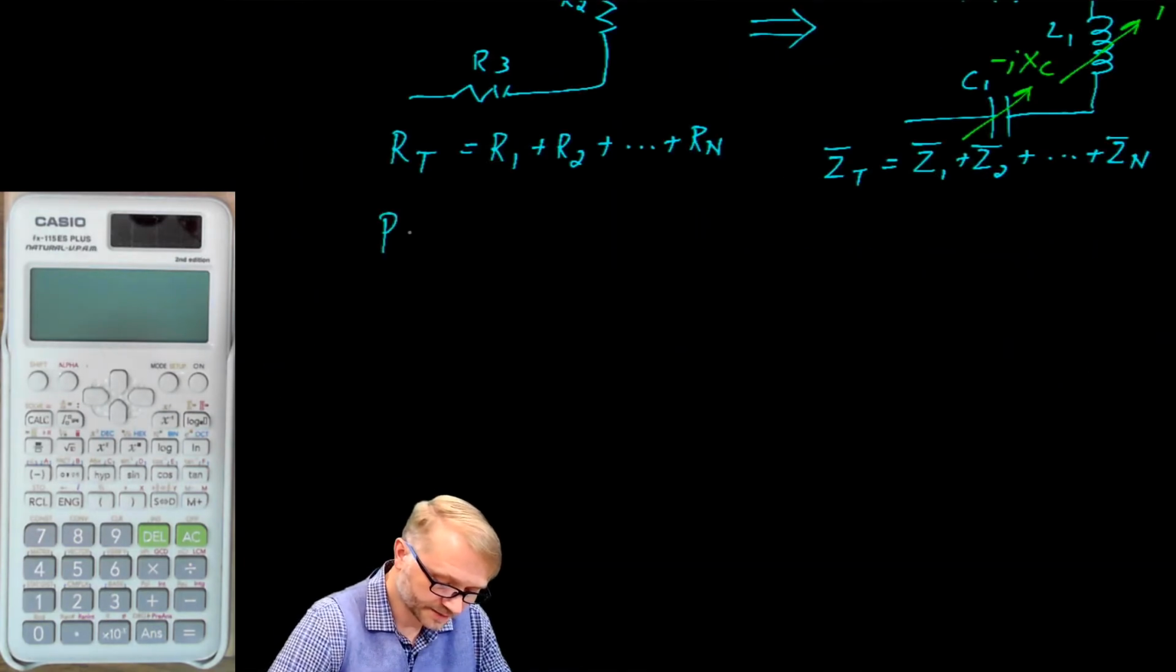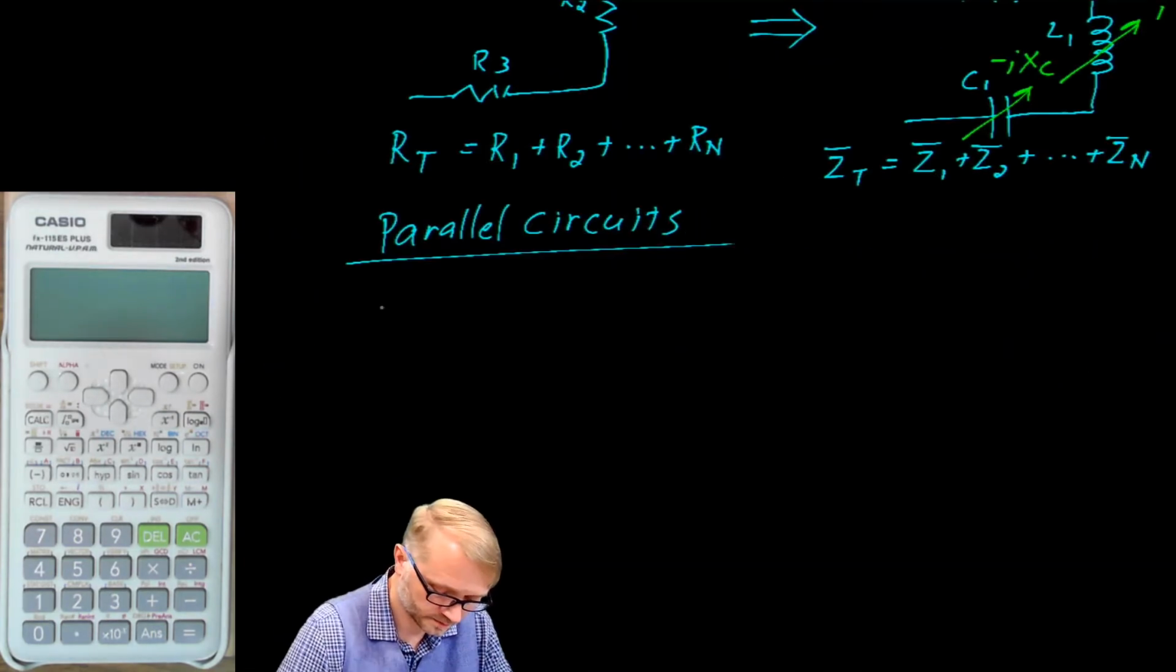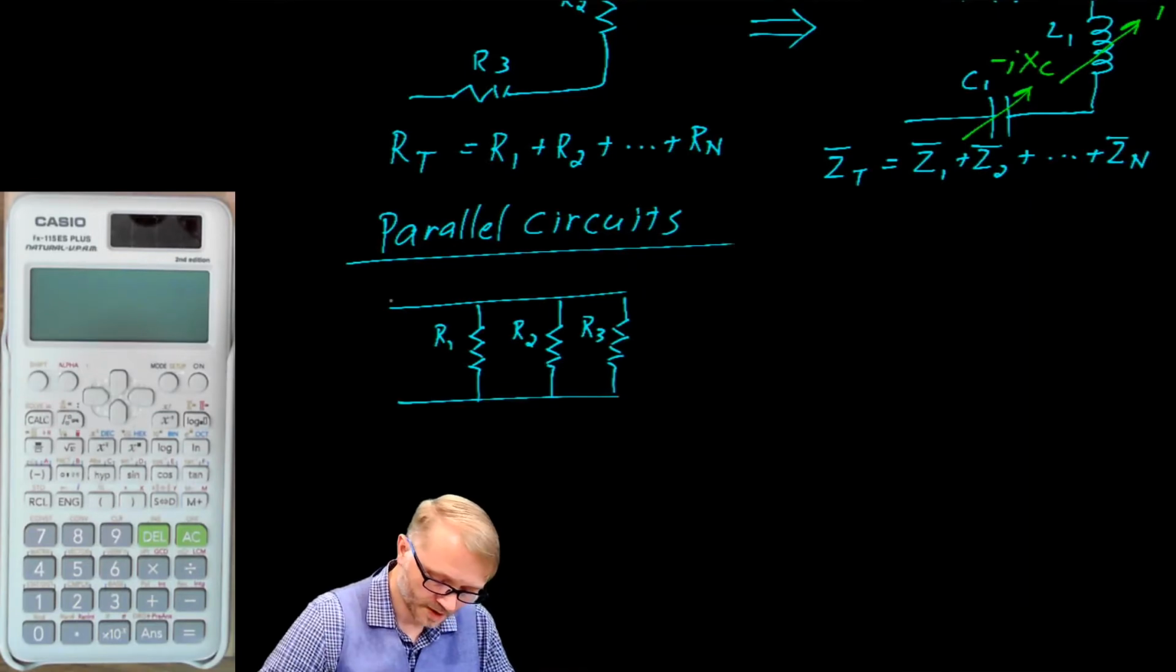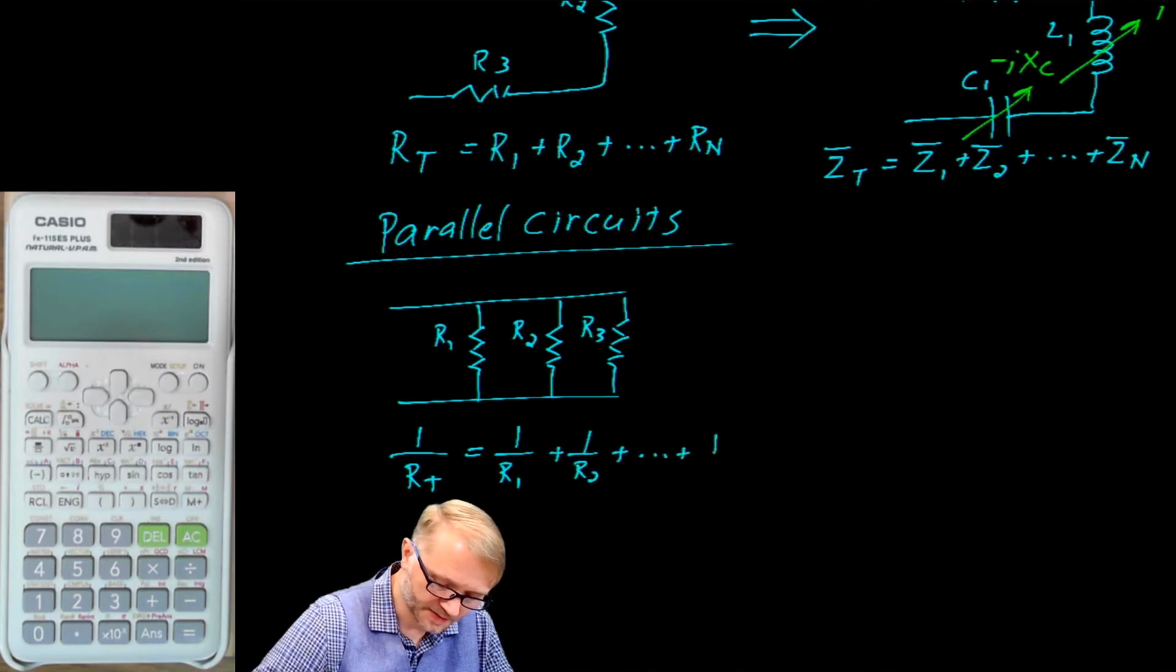Parallel circuits. One over the total resistance is equal to 1 over R1 plus 1 over R2 plus as many resistors as you have in parallel.